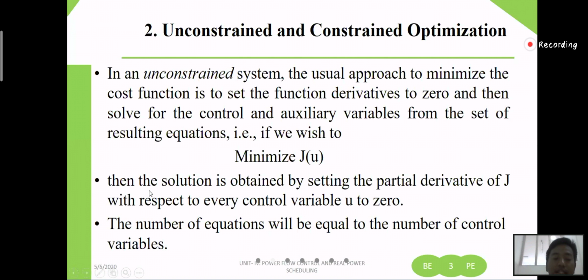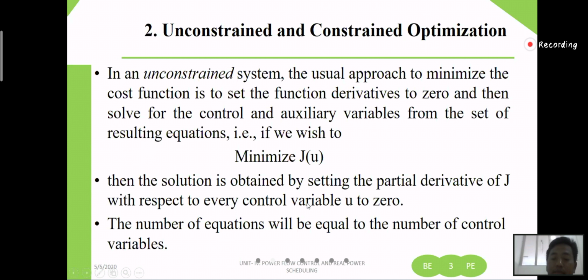and then finally you will get this solution. Okay, so we'll see that. The solution is obtained by setting the partial derivatives of this function to minimize, J with respect to every control variable u, to 0. Okay, so this is just a step I am explaining. Then the number of equations will be equal to the number of control variables.